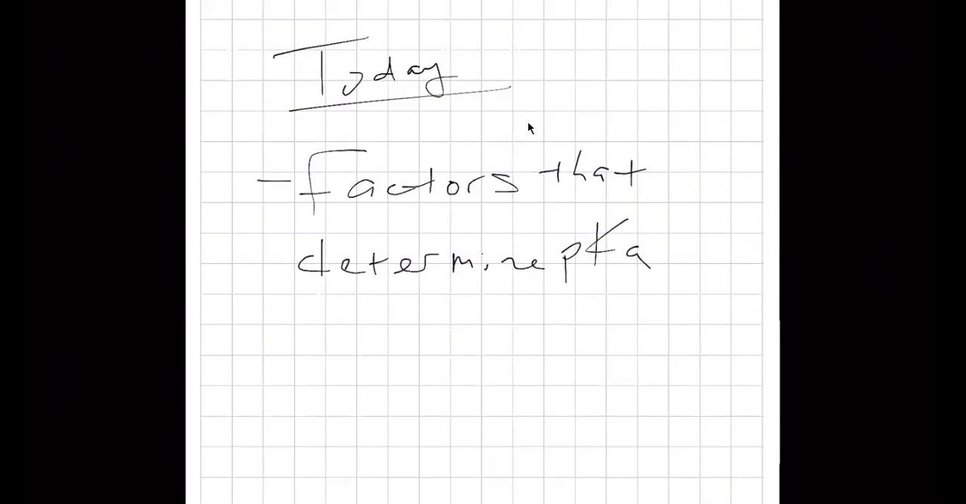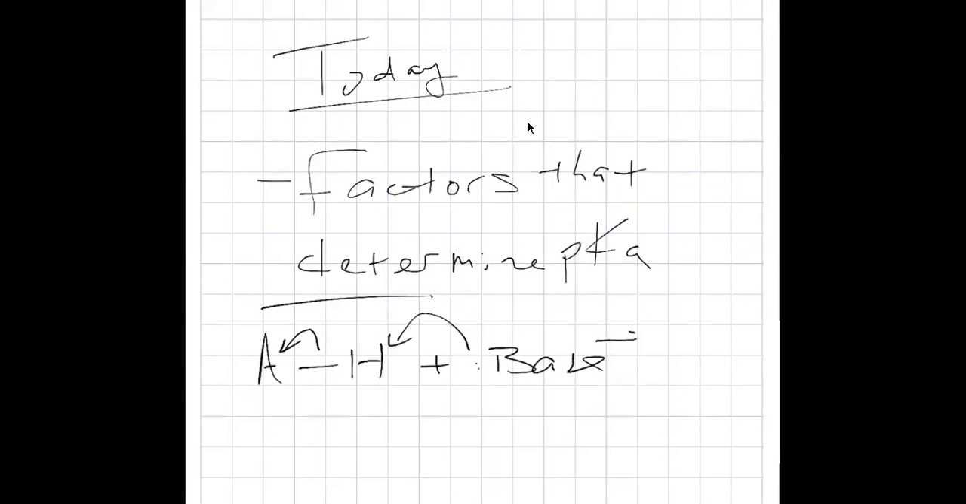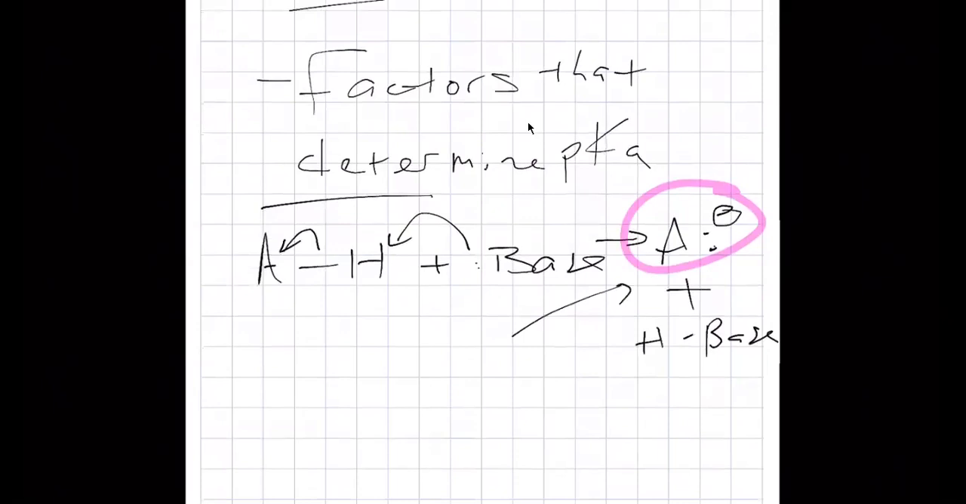So factors that determine pKa, we've already talked about the fact that pKa is roughly based on conjugate base stability, right? So just do this generic again, AH plus a base that comes in, you do proton transfer, and then that gives you A minus plus H base, right? So how stable this is is going to determine how fast H plus comes off, right? So the pKa is always going to be roughly.